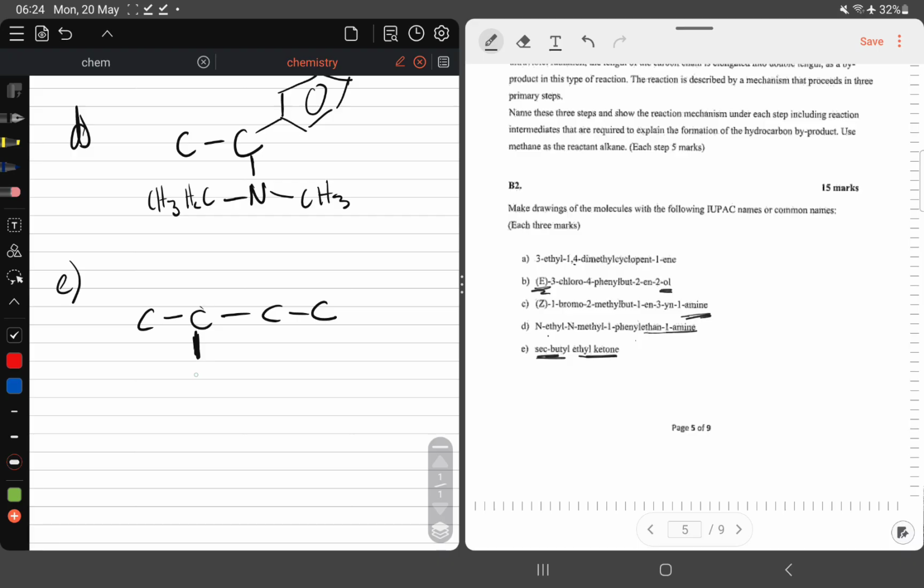So sec-butyl, and then we have the 2 carbon ketone, and then it's going to be a ketone like this, okay? So it's an ethyl ketone like this, and then the rest you can put your hydrogens and stuff, okay? So this is just going to be what it looks like, and it's going to be the end.